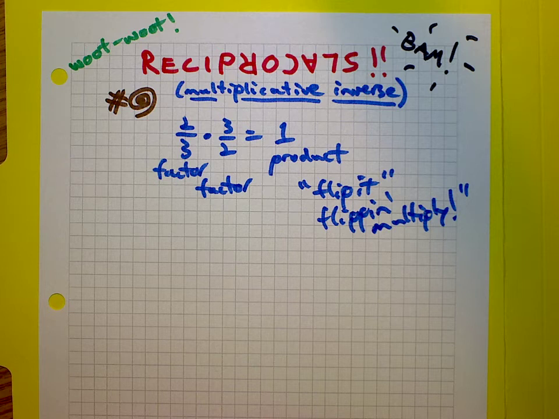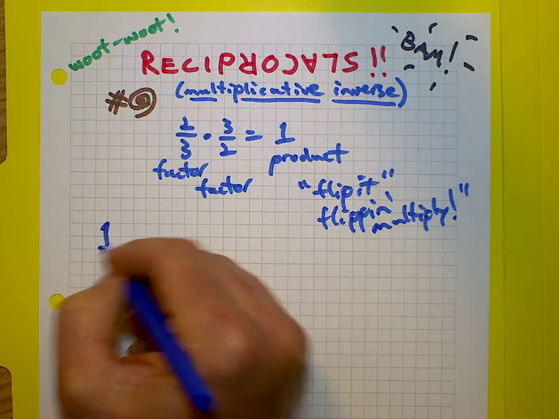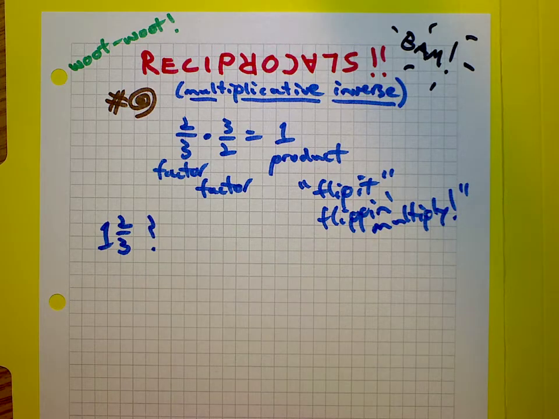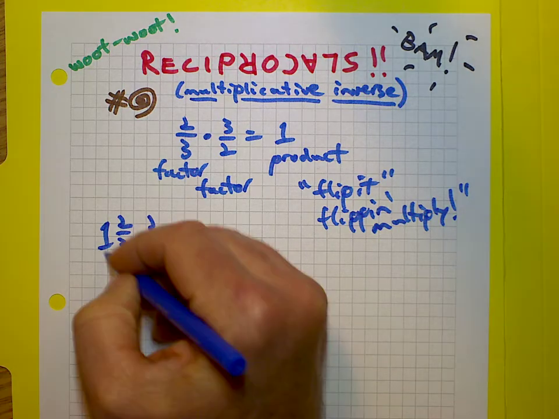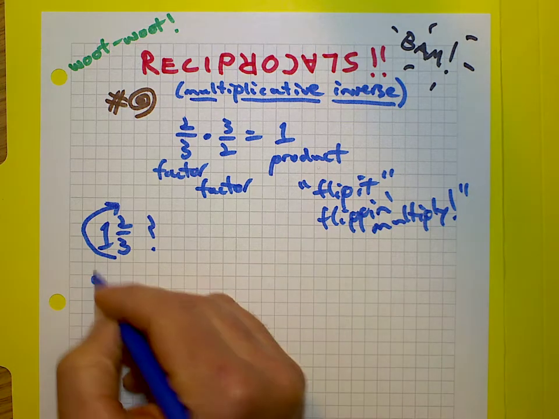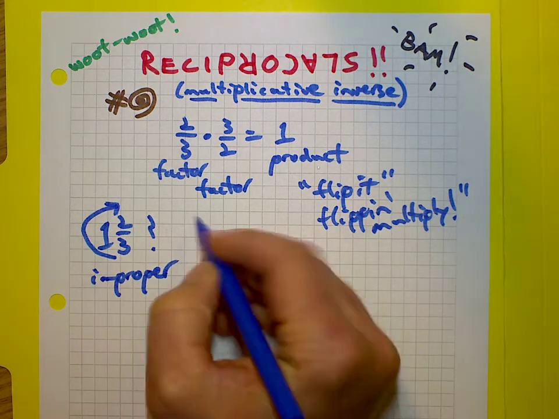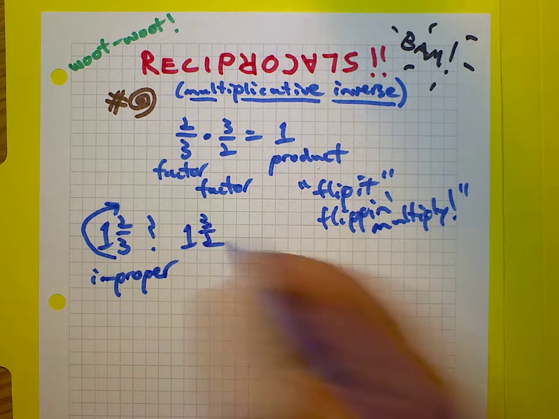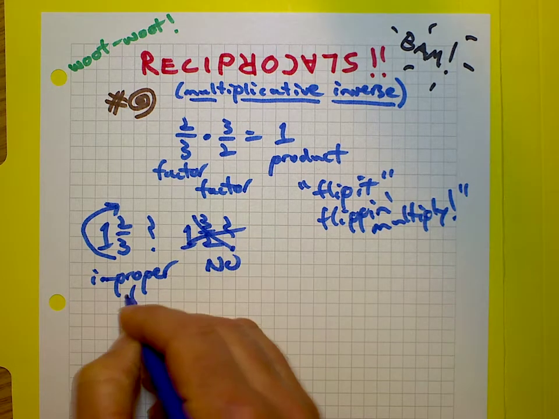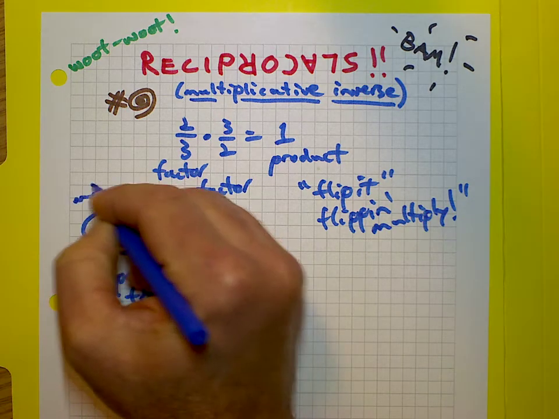Where some confusion happens here is, for example, if I have a mixed number, how do I flip that? And then all of a sudden, if you were sleeping the day they talked about converting to an improper fraction, all of a sudden there's nothing there to flip. Like, how do I flip it? Is it 1 3/2? No. Okay. So we need to convert mixed numbers to improper fractions.